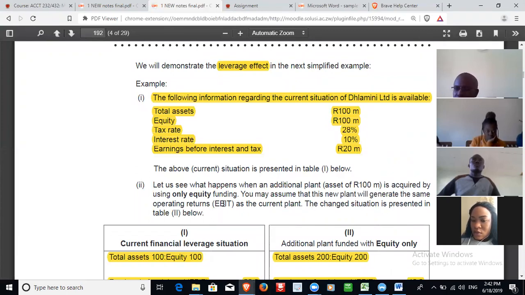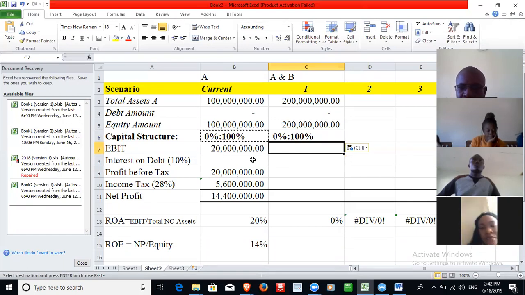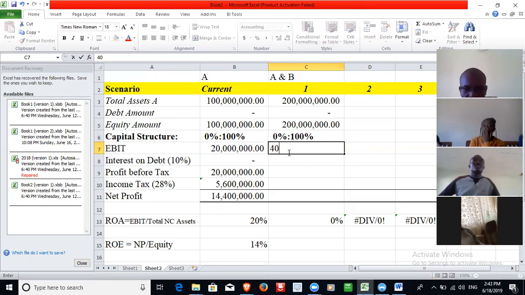earnings before interest and taxes. So when we'll be calculating our earnings before interest and taxes, what will be our total amount if the second plant will generate the same earnings before interest and taxes like the first plant? Mr. Cipriano, how much? 40 million.